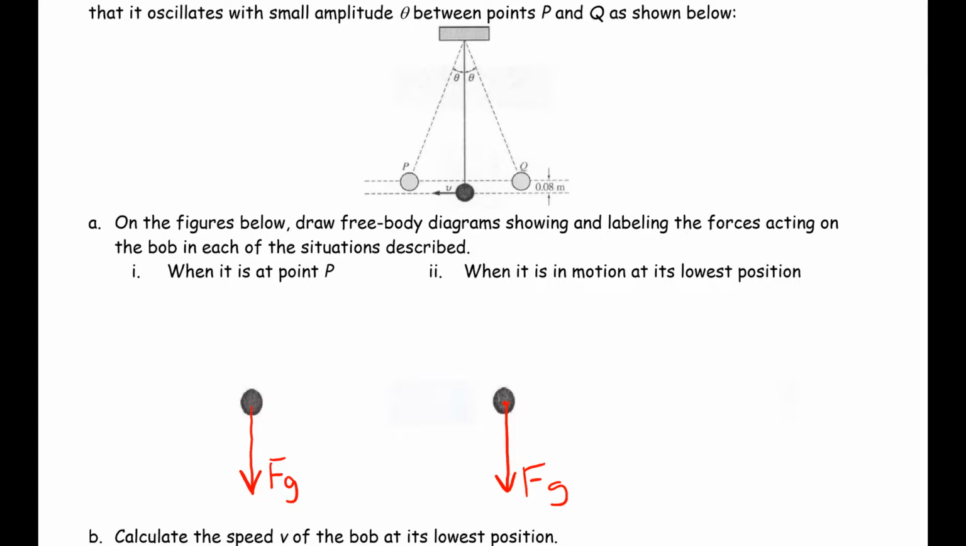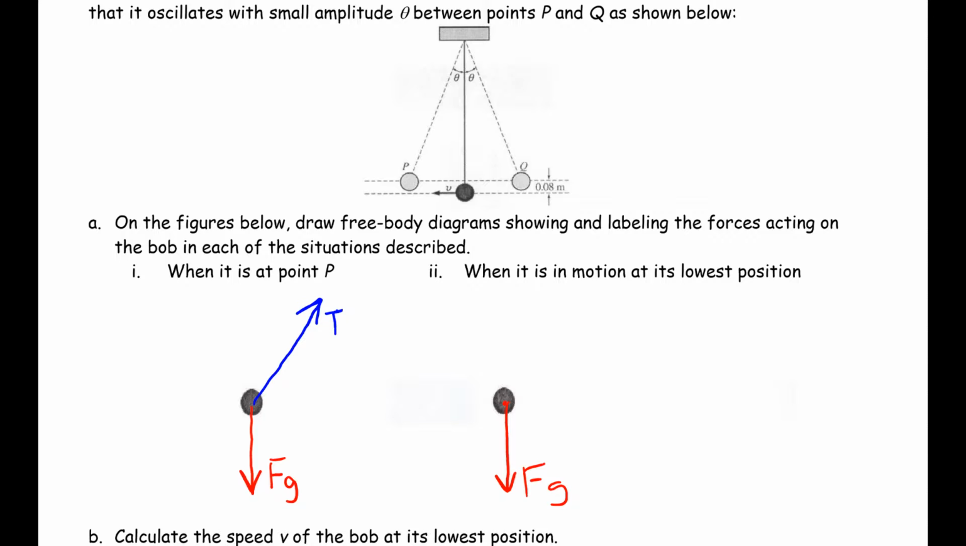Now, at point P, which is right here, the tension is going up in this direction. So we're going to draw a tension going up and to the right slightly. It's just going to be a little bit more than the gravitational force. Not too much, but a little bit more. And we're going to call that force tension.